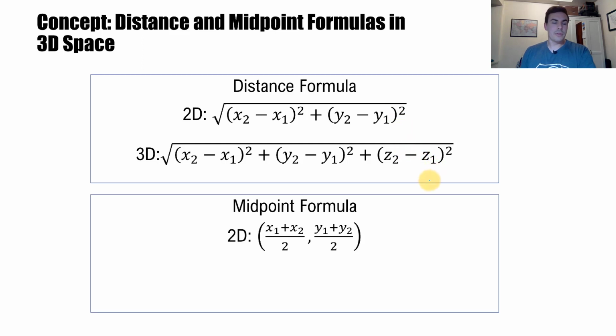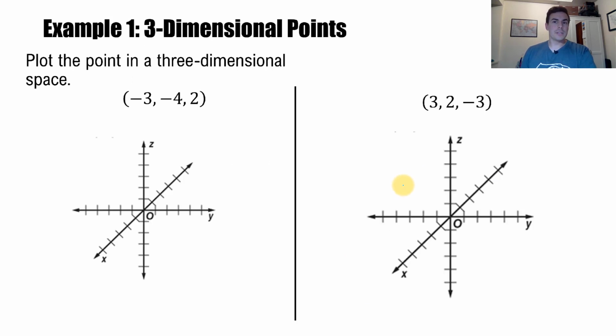And similarly with our midpoint formula in 2 dimensions, now we've got x1 plus x2 divided by 2, and then we've got y1 plus y2 divided by 2. Very same thing as with our distance formula. It stays the same. Now we just add this z term onto the end. So we've got z1 plus z2 over 2. So all we're doing now is accounting for this third coordinate information in our 3D space. So that's it. Let's get into a couple examples.